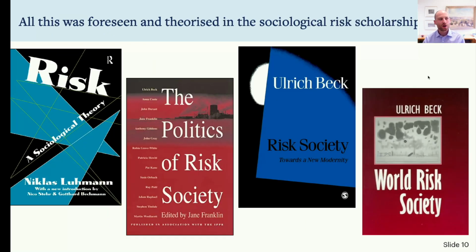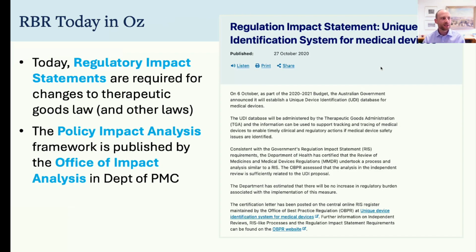Risk was at the same time foreseen and theorised in the sociological risk scholarship. You can see Niklas Luhmann and Ulrich Beck are prominent authors there. Today in Australia, regulatory impact statements are required whenever the government wishes to change laws, including therapeutic goods laws. This is run through the Policy Impact Analysis Framework, which is published by the Office of Impact Analysis in the Department of Prime Minister and Cabinet.